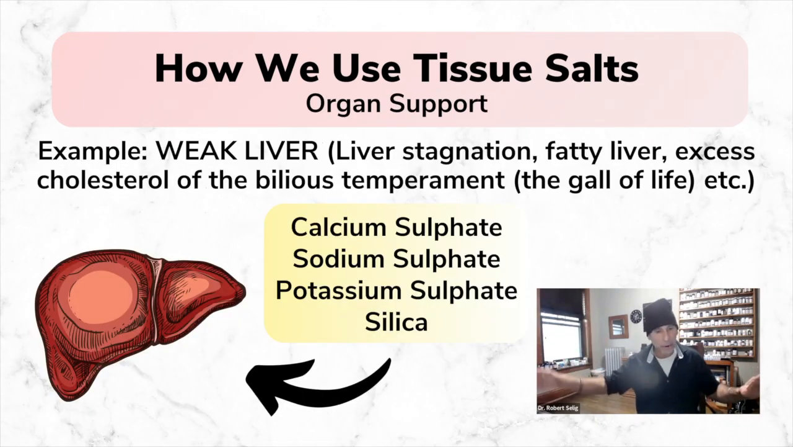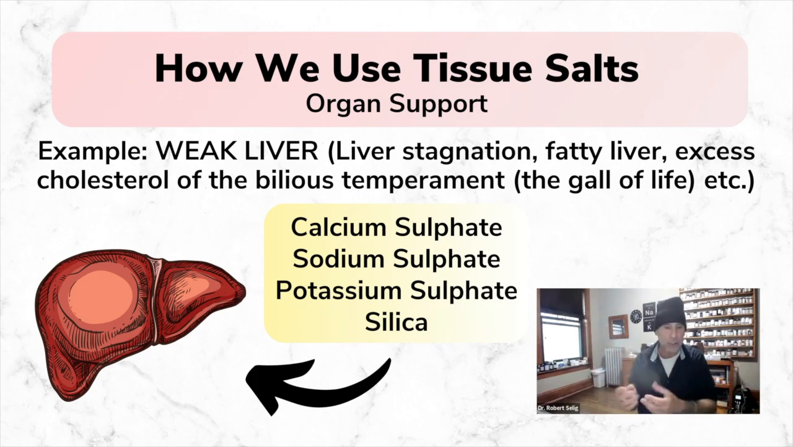And then the third way we use these tissue salts is for organ support. So for example, if I see a patient has a weak liver and all their signs and symptoms are telling me that we've got liver stagnation, a fatty liver, a stuck liver, and that liver energy isn't flowing like it should, we can give the tissue salts for organ support. So I would focus on the sulfate. So the calcium sulfate, the sodium sulfate, or the potassium sulfate. I could use one of them. I could use all three of them, depending on what I find they need.